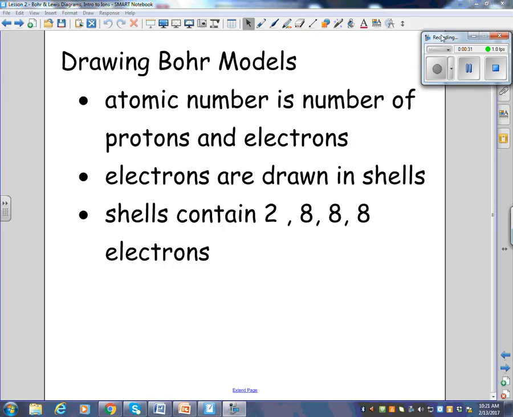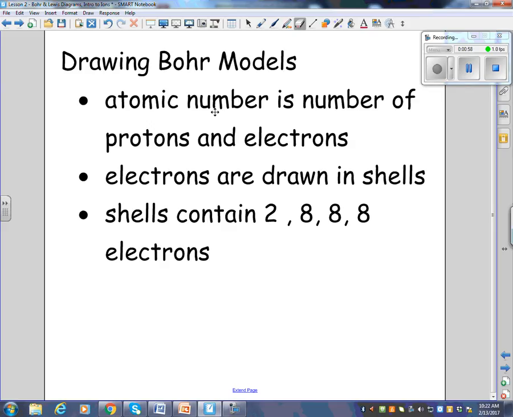So the atomic number is the number of protons and the number of electrons. Now, I noticed a few people used the plus sign for "and" there, but you got to be careful in this situation, because it's the number of protons as well as the number of electrons. So like fluorine is number 9, that means it's got 9 protons and 9 electrons. It doesn't mean that when you add them up together, you get 9, okay?